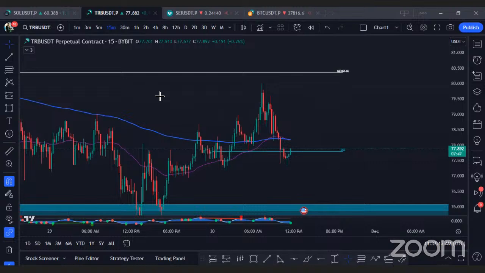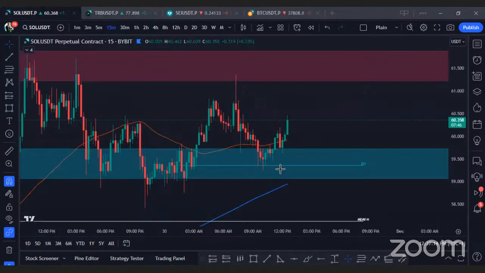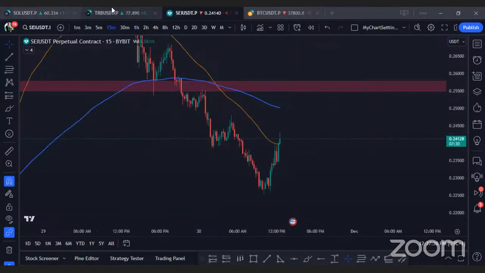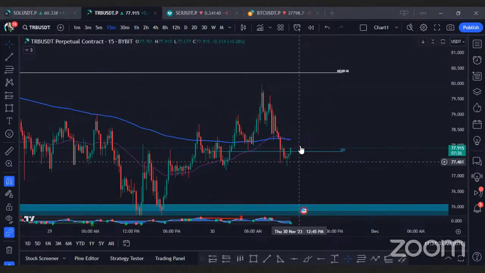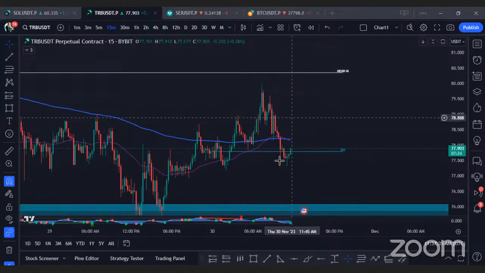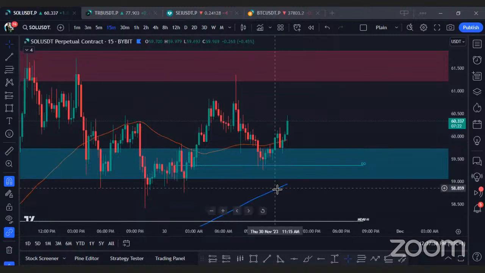Yeah, Solana is going well. Solana is currently in profit. Let's see if we can still shoot up to that area there. Let's see. SEI too, let's see what our push up. Yeah, TRB, push it, push it, push it. We need to get back up to $79 for TRB. Let's see.